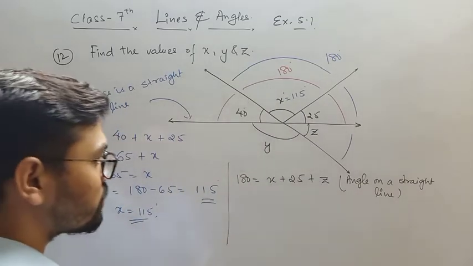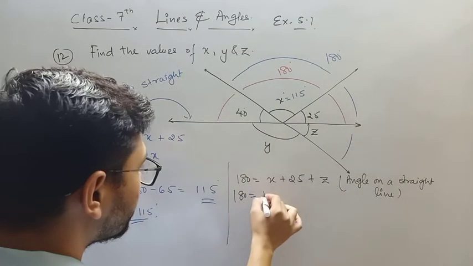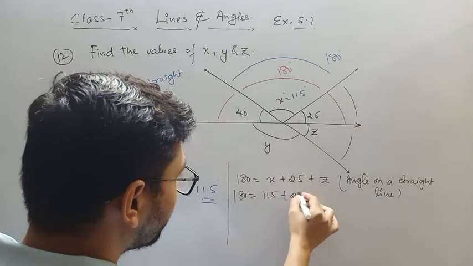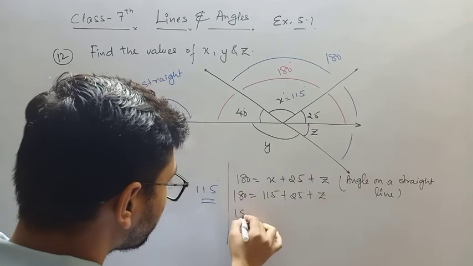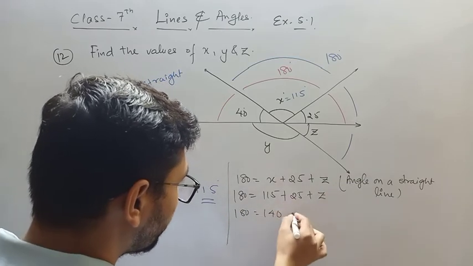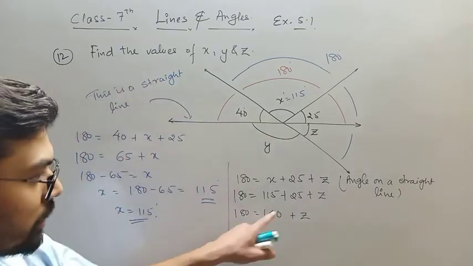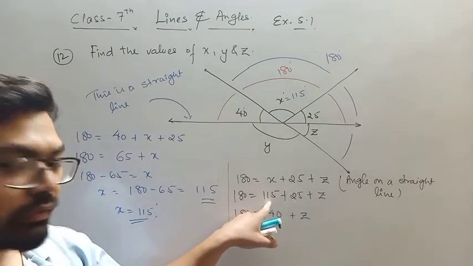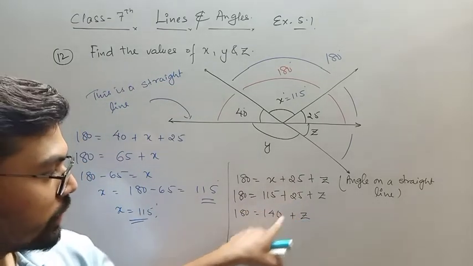Angle on a straight line. So what is the value of x? You have recently calculated 115. So 5 plus 5, 10, 2, 3 and 4, 140, right? See, 115 plus 5, 120, 120 plus 20 is 140.